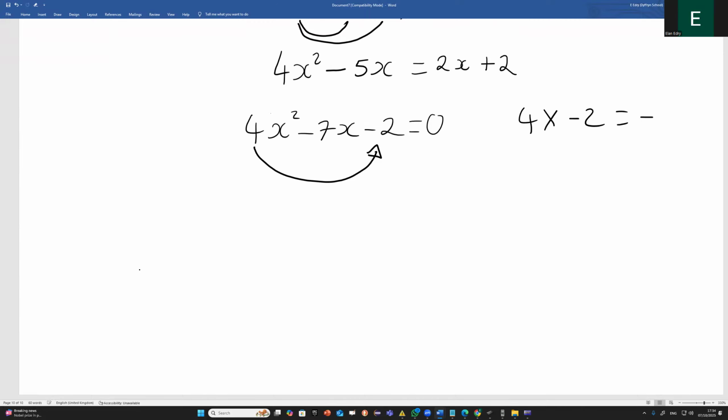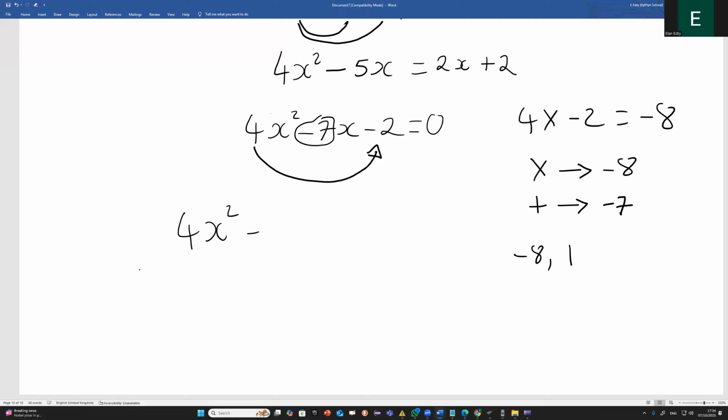So that's minus 8. So we want a pair of numbers that will times to give minus 8, and they will need to add to give the number by the x, which is minus 7. That would be minus 8 and 1, because they would times to give minus 8, add to give minus 7. And then instead of minus 7x, we just write minus 8x, add 1x.